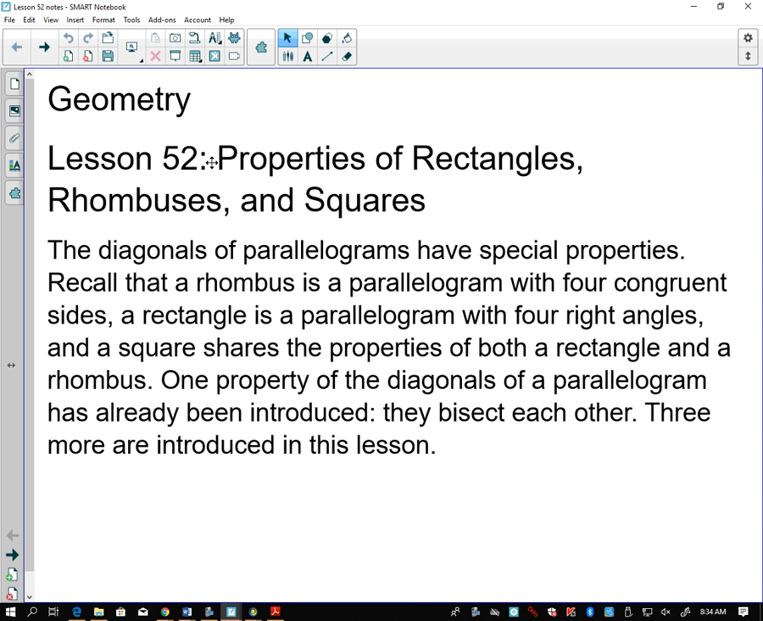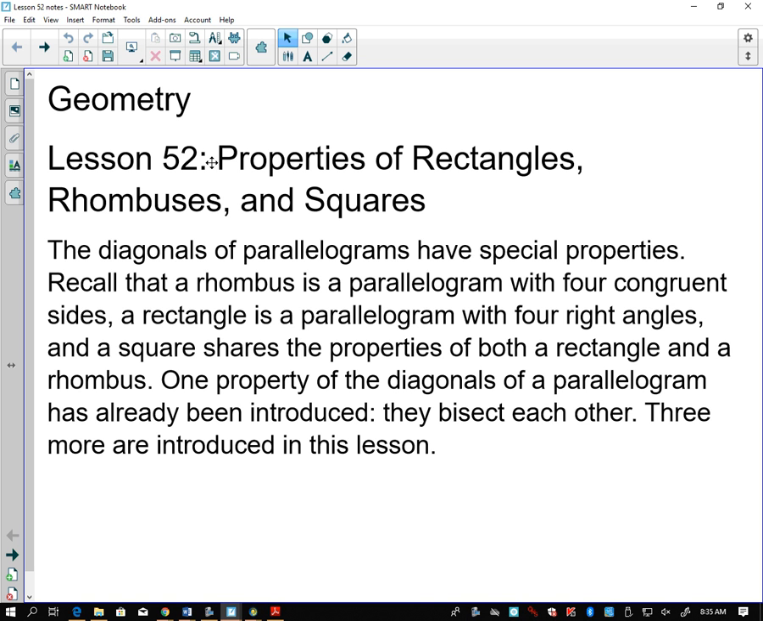So all three of these things are going to have your properties of parallelograms, meaning that their opposite sides are going to be parallel, their opposite sides are going to be congruent, and they're going to have diagonals that bisect each other, right? There's another one in here. Oh, let's see. What was it? Consecutive angles are supplementary, right? I believe those are the four rules. Okay, opposite angles are congruent.